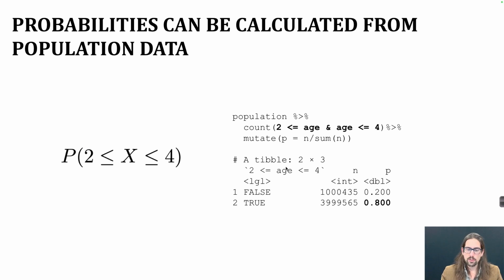So this is a probability of a particular event happening. You see, this is the output that I get. In this population, 80% of the people are between 2 and 4 years old, inclusive.